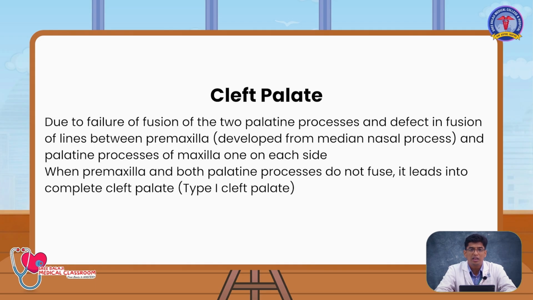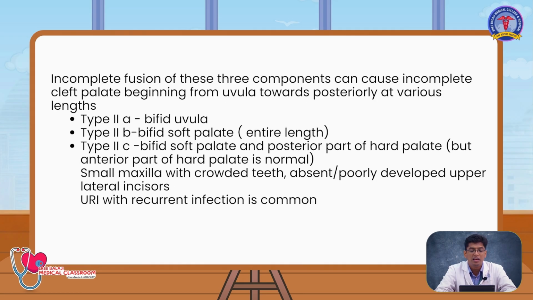Let us start on cleft palate. This is due to the failure of fusion of the two palatine processes and a defect in fusion of lines between the premaxilla and palatine process of maxilla on each side. When premaxilla and both the palatine processes do not fuse, it leads to a complete cleft. It is type 1.